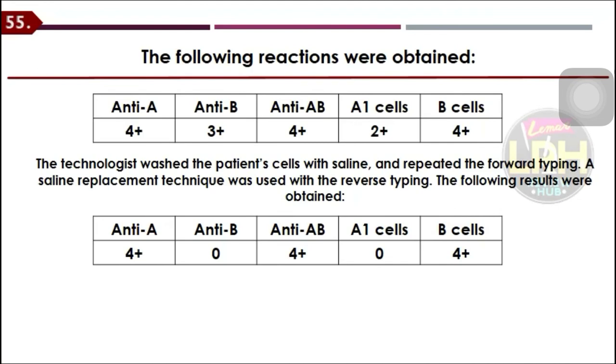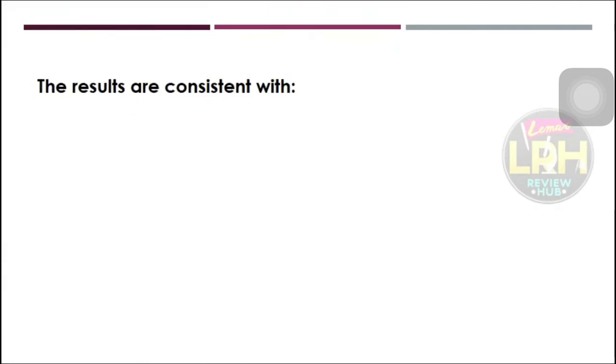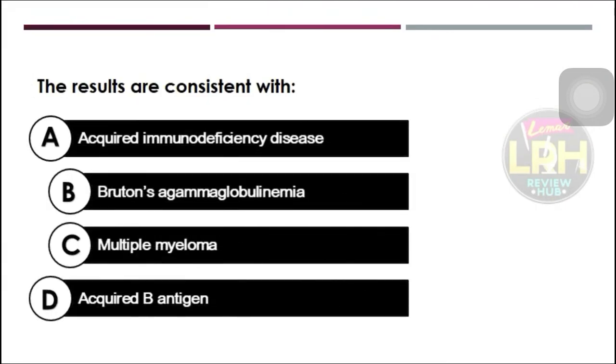Okay, so, kahit papaano, nawala yung reaction sa iba, tama? So, sa tingin nyo, anong answer natin dito? The results are consistent with what? Is it letter A, acquired immunodeficiency disease, letter B, Bruton's agammaglobulinemia, letter C, multiple myeloma, or letter D, acquired B antigen? Okay, correct answer po natin is letter C, multiple myeloma. Possibly, rouleaux po yun. Okay, rouleaux formation po, which can be washed with saline.